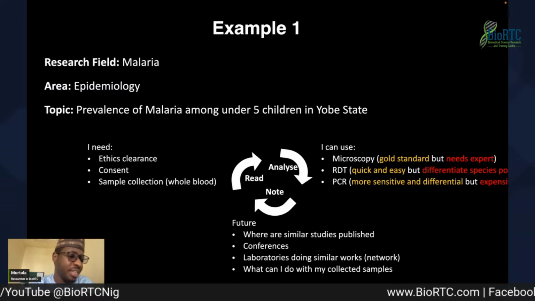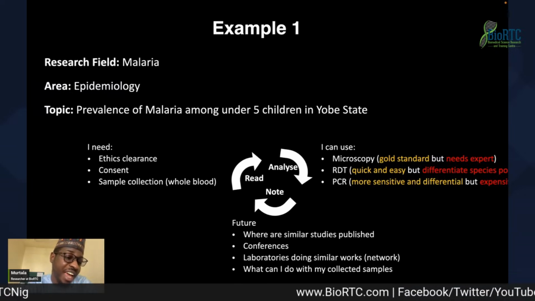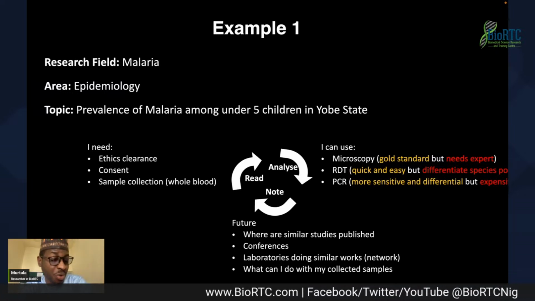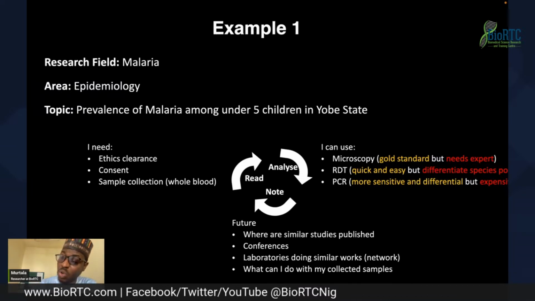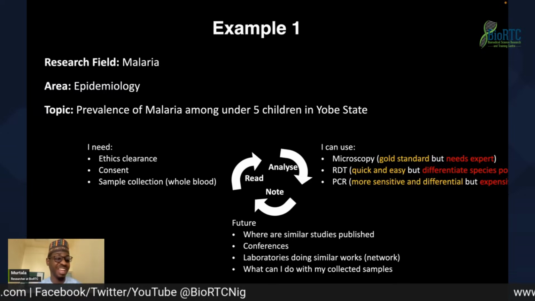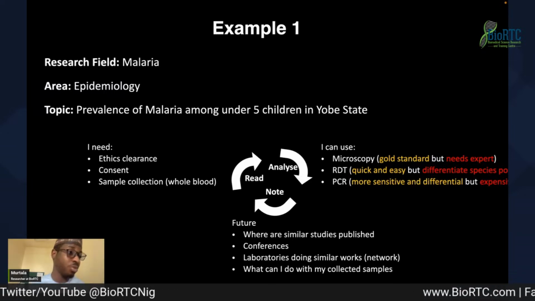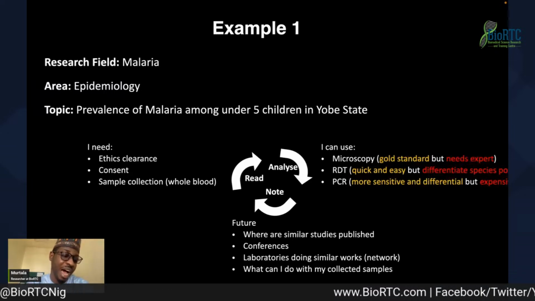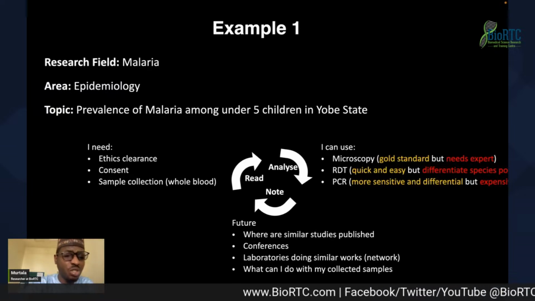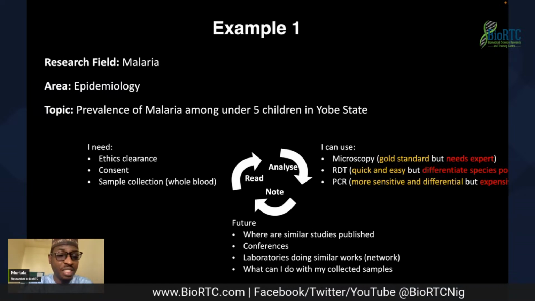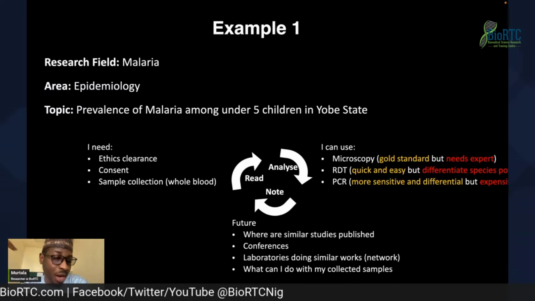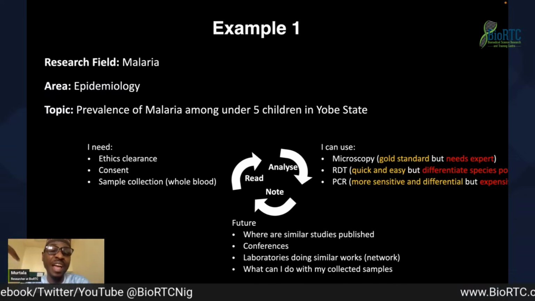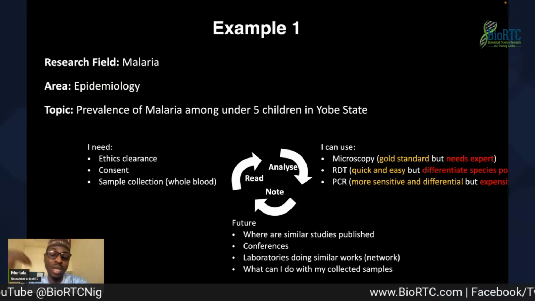So you would think that the things I wrote there, the ethics clearance, the consent, and the sample collection, are some of the subtle things that, if you have not gone into the literature to see, you may not realize that you need them until the time you come to start your work, and then you realize that you really need these things. So you discover that, okay, I need to collect whole blood samples. So what can I do to diagnose malaria?